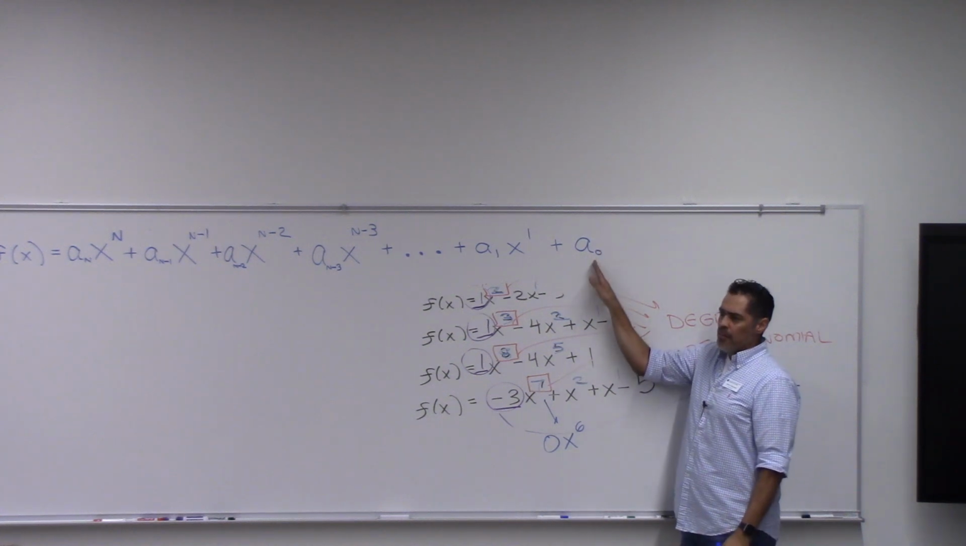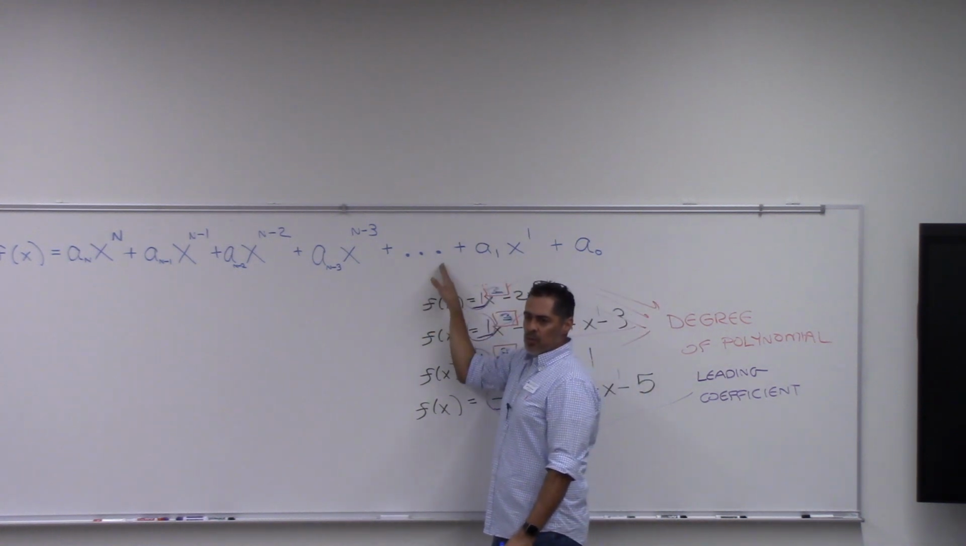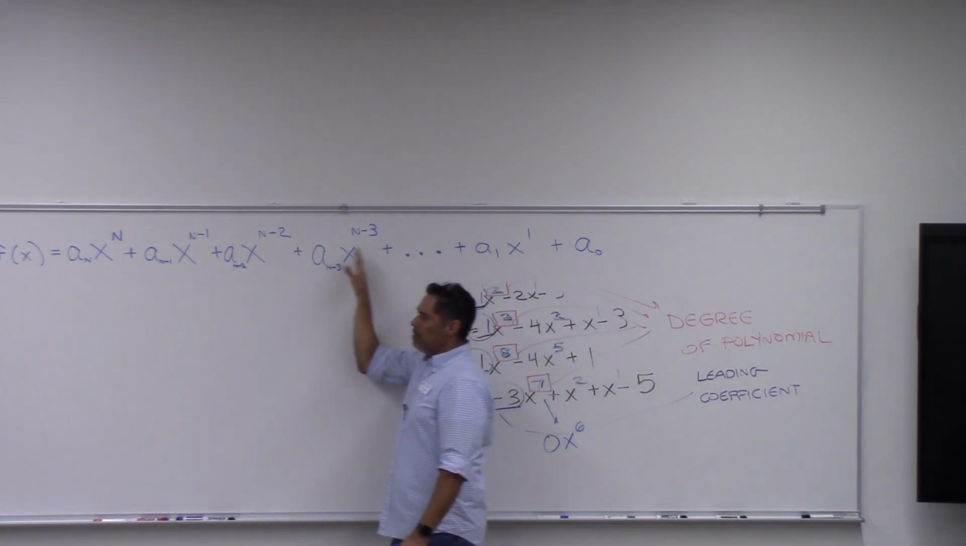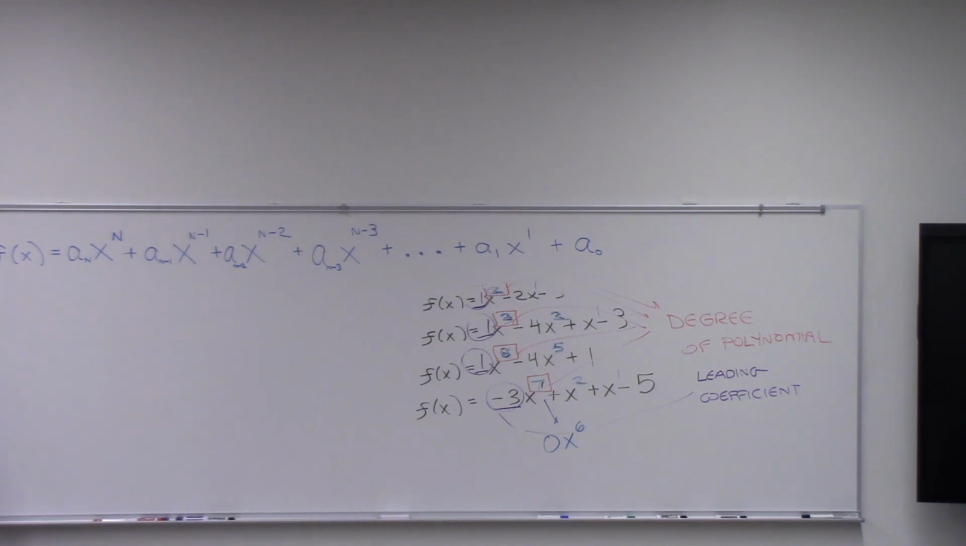You have just a number, right? Then you have a number in front of x, then a number in front of x squared, then a number in front of x cubed, number blah, blah, blah, and then you get all the way up to the highest power. You don't look like you like that. Nobody ever likes this. Subscripting.